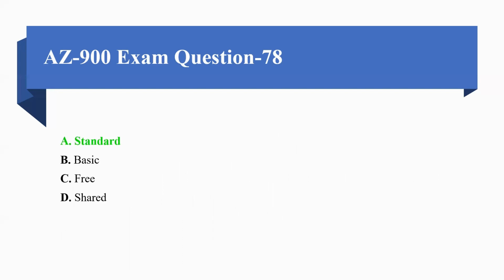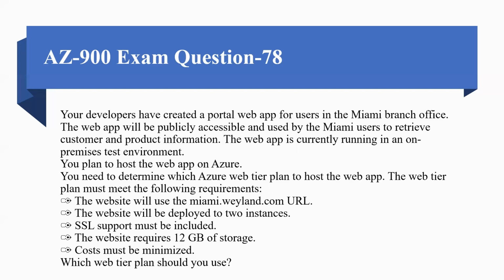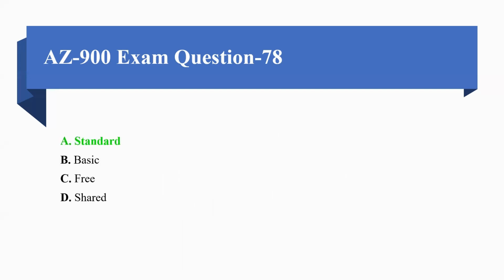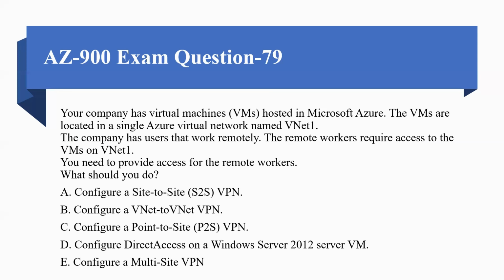We have to keep two things in mind. The website requires 12 GB, but basic will not support 12 GB because it supports only 10 GB of storage. So basic will not work, and cost must be minimized. So we choose standard as the correct option. Coming to question number 79, your company has virtual machines hosted in Microsoft Azure. The virtual machines are located in a single Azure virtual network named VNet1. The company has users that work remotely. The remote workers require access to the VMs on VNet1.